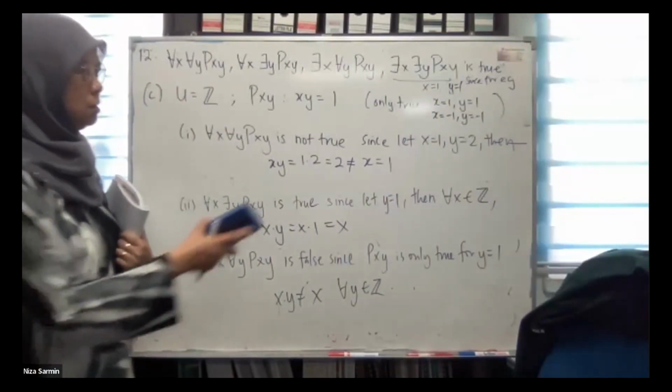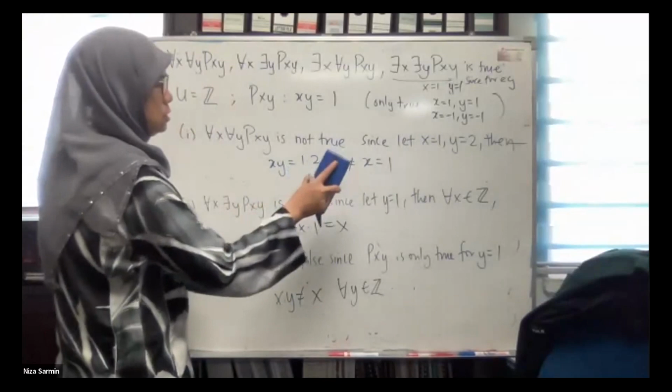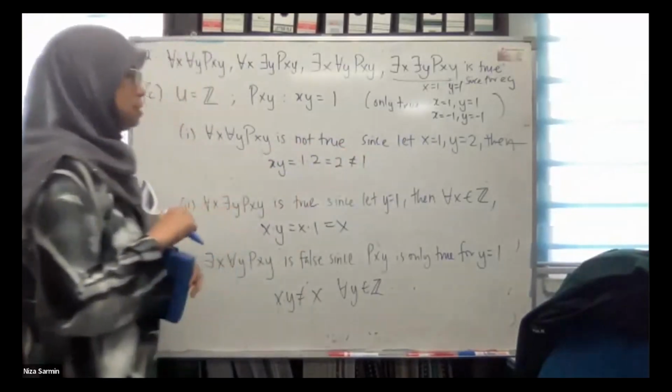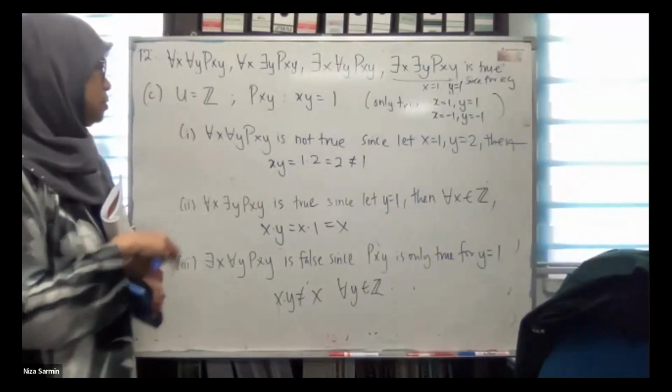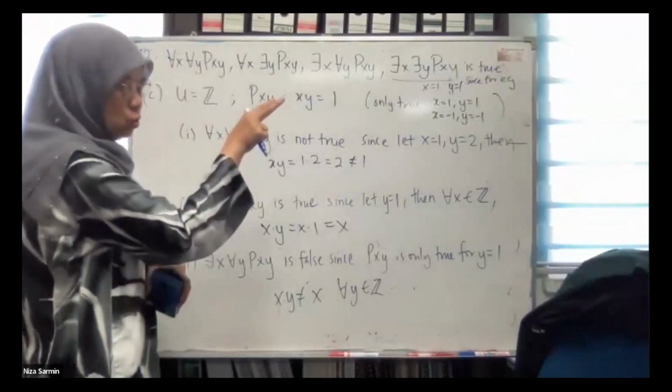Okay, so for all x, for all y, it's not true. You can let x and y be such that xy is 2, which is not 1. Because we want true for all, but this is not true for all. It's true only for that.